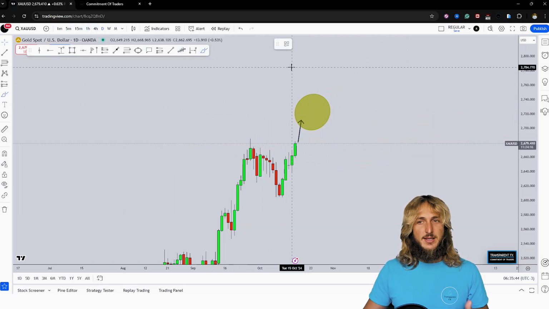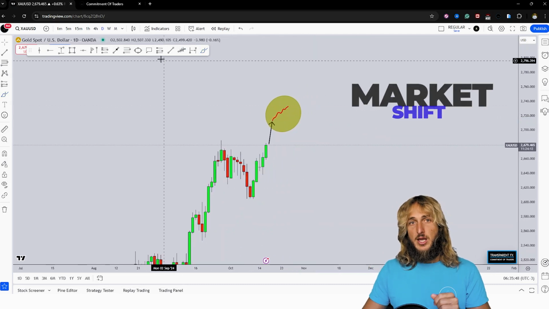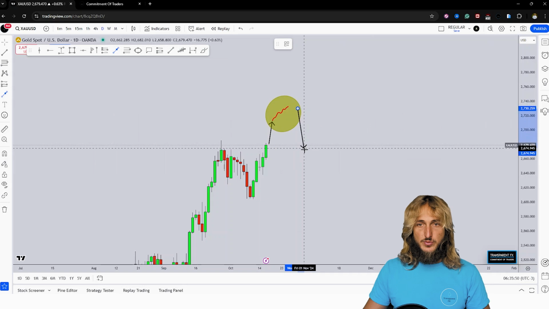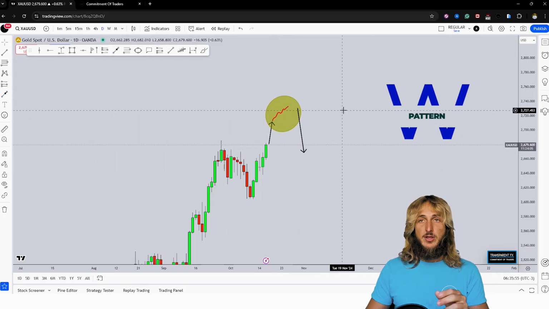Therefore, what I would expect is that if this market would shift from an intraday bullish to bearish market at that point, I wouldn't be surprised to see a potential rejection to the downside, completing this W formation at the neckline. That definitely wouldn't surprise me.